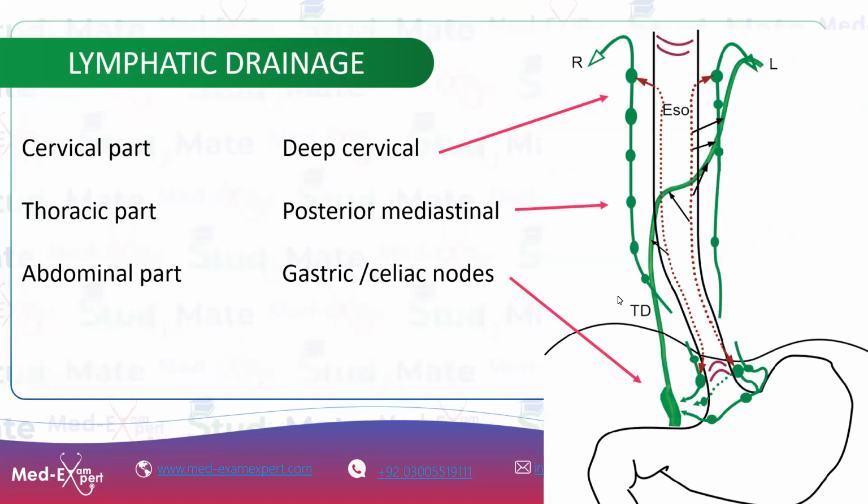The lymphatic drainage of esophagus is divided into three parts: the cervical part, the thoracic part, and the abdominal part. The cervical part of the esophagus is drained by the deep cervical lymph nodes. The thoracic part is drained by the posterior mediastinal lymph nodes, and the abdominal part is drained by gastric or the celiac lymph nodes.